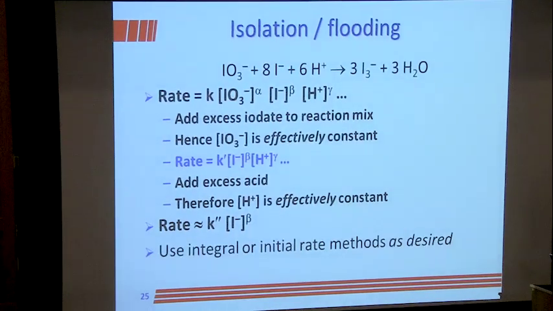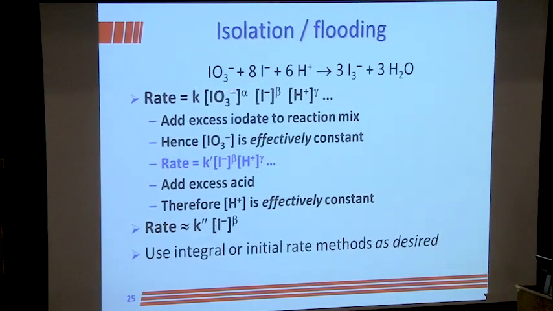It doesn't matter. And we know that the rate of this reaction is equal to the rate constant times the concentration of IO3 minus to the alpha, I minus to the beta, and H plus to the gamma. So again, it's dependent on each reactant raised to some power.